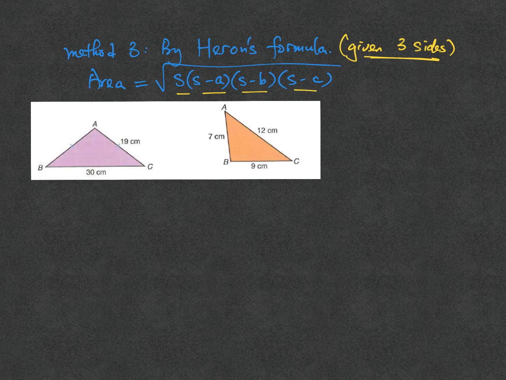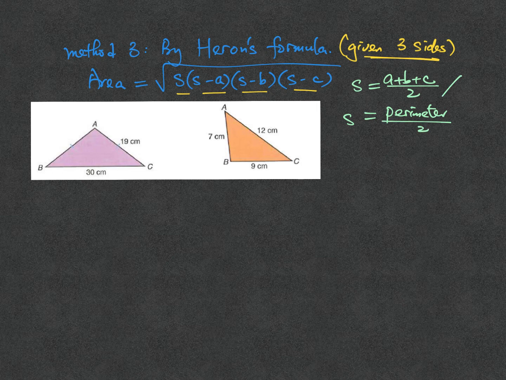Now you have to remember one more thing, which is the value of S. S is given by A plus B plus C over 2, or in other words, ABC together, that means the perimeter of the triangle. So S itself, you can also say, is the perimeter over 2.